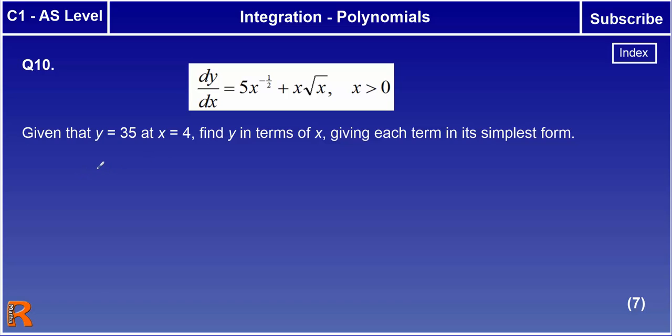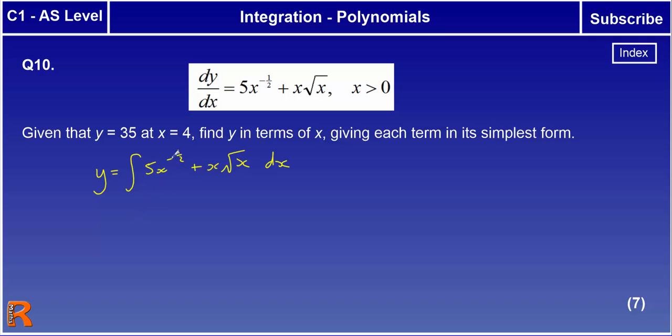So to find y, we need to integrate 5x to the minus a half plus x root x dx. The reason why it's saying x is greater than 0 is because the square root of x doesn't have any values in the real plane less than 0. So it's just doing that so you don't have any awkward numbers. Quite often, most of the time, we ignore this for these type of questions, we just get on and do it. So let's do this first part and then we'll worry about this in a minute.